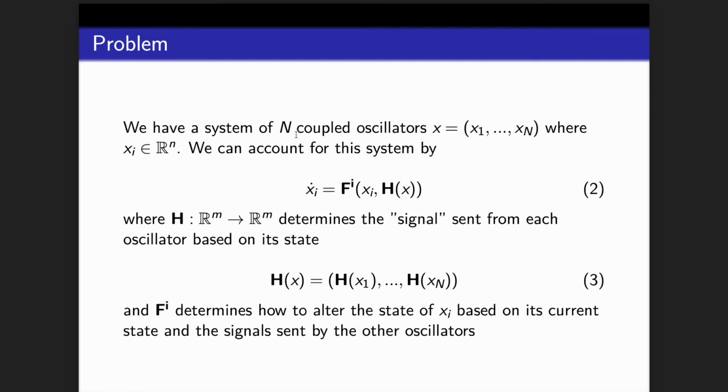So we have a system. We're going to create a system from this paper, and it consists of n coupled oscillators where the states are in R^m, and we can account for the system using the following equation for each oscillator's state, where h is this signal function, which is applied the same way for each of the oscillators separately, and it's plugged in here. And x_i is just the state of the current oscillator. So basically, f_i takes in the state of the current oscillator and the signals from other oscillators and determines what the next state will be.